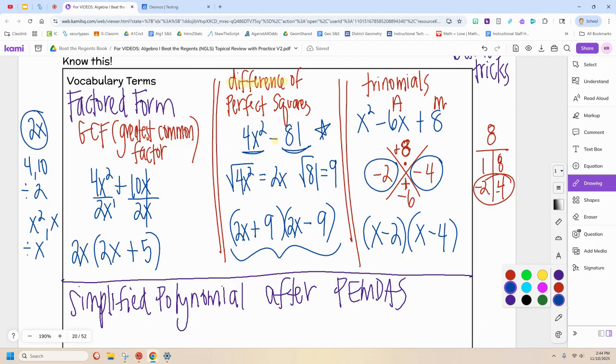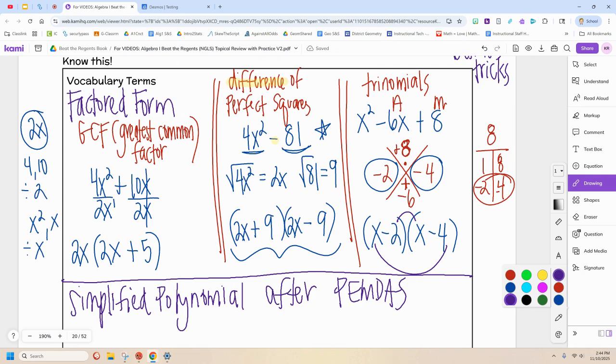And so those of you that want to check your work, you would double distribute. And you would see that this makes negative 2x and this makes negative 4x, which combines to make negative 6x. A negative 2 times a negative 4 is a positive 8, and x times x is x squared.